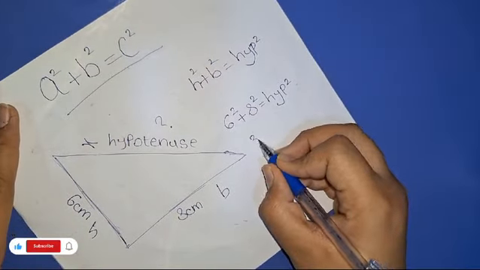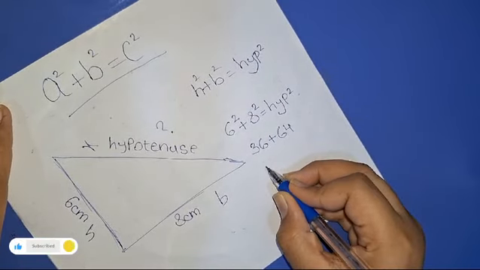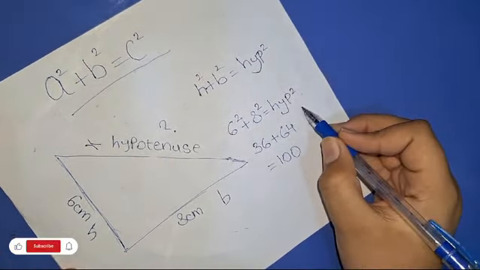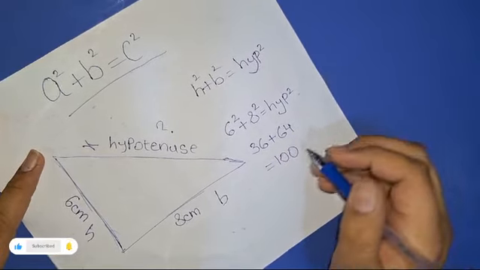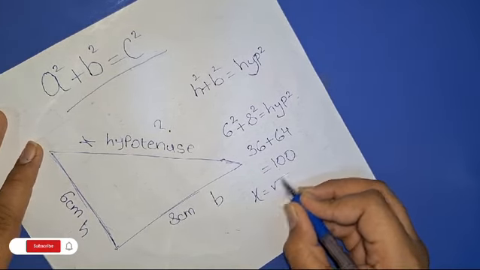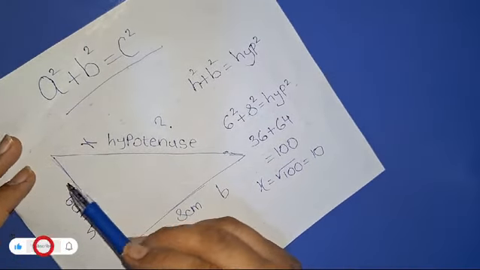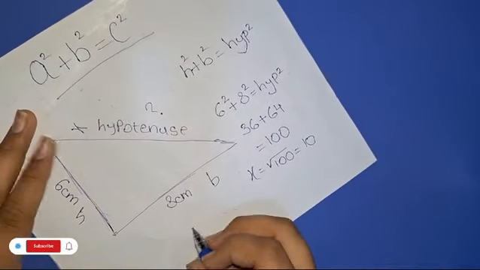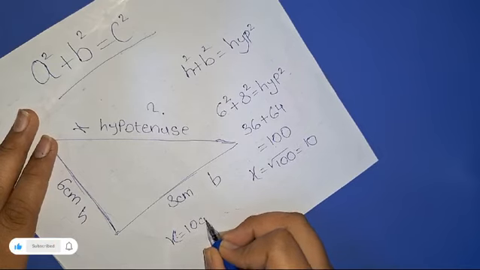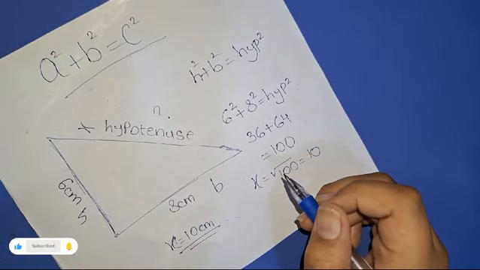6 square is 36 and 8 square is 64. Adding both of them gives us 100. As it was squared, now we will inverse it, meaning square root. We have to find the square root of 100. So x equals the square root of 100, which is 10. We found the longest side, which is 10. So x, the hypotenuse, equals 10 centimeters. This was an example of how the Pythagoras theorem works.